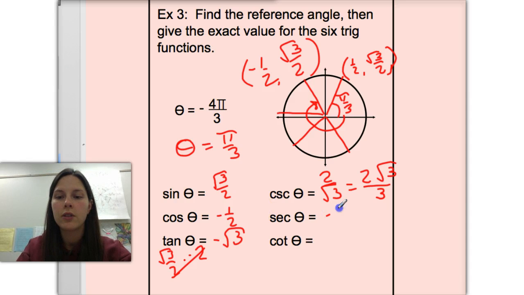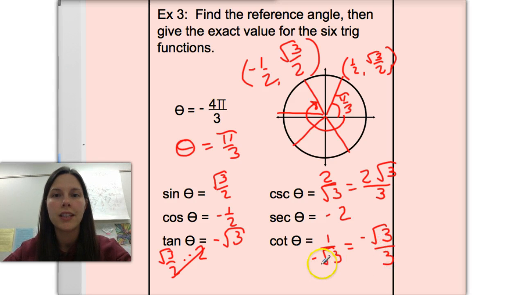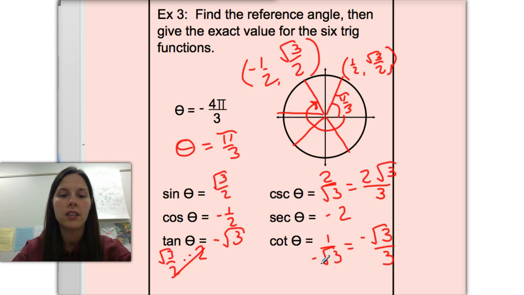Secant will flip to -2, and cotangent will flip to 1 over -square root of 3. So again, pull that radical to the numerator and just drop the radical in the denominator. That's a shortcut for rationalizing.